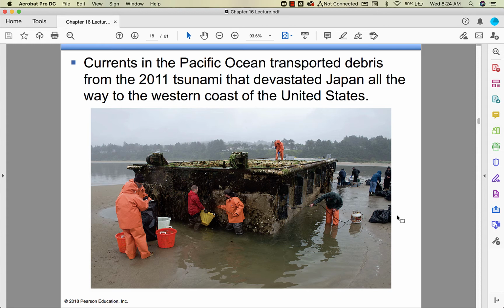There was a study done when I was in college. A container fell off a ship. It happens fairly frequently from what I understand, coming from Asia to North America, across the Pacific. And it had a bunch of Nike shoes in it. So they traced and tracked the Nike shoes to determine the circulation, if the circulation had changed in the North Pacific. So we'll talk about that too.